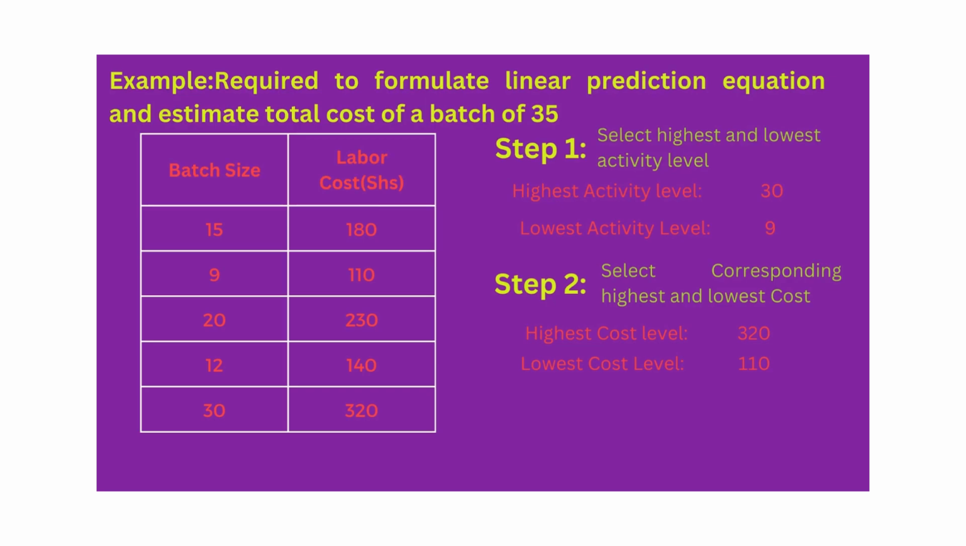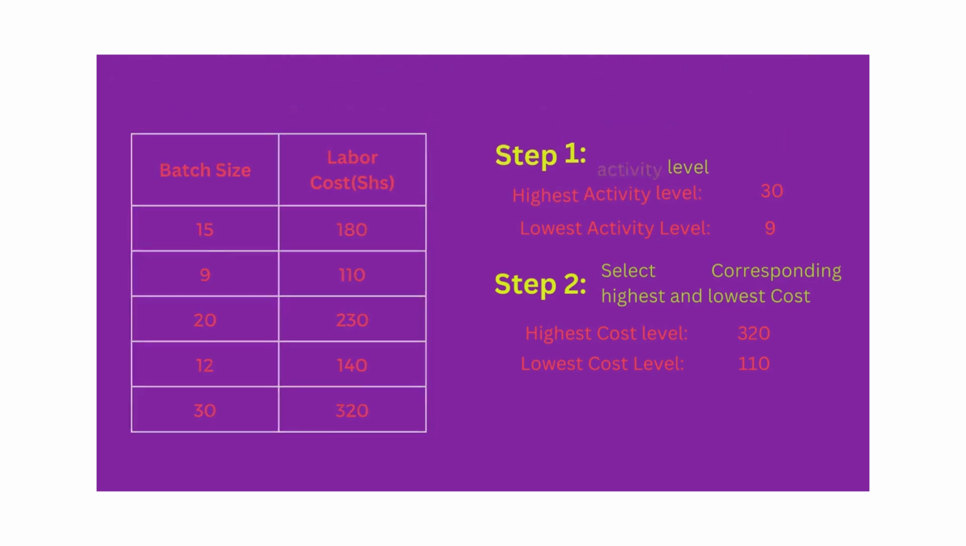Now, after selecting the highest and lowest activity level, we go to step 2, which is to select the corresponding highest and lowest cost. For our first activity level, the highest, which was 30, the corresponding cost will be 320. For our second one, the lowest activity level, which was 9, we select the corresponding cost, which is 110.